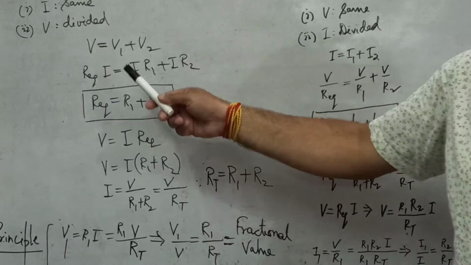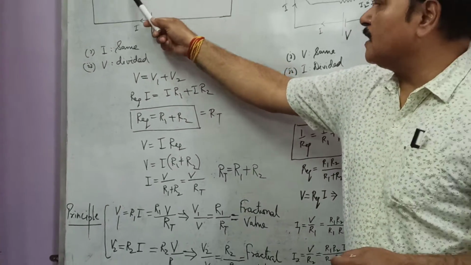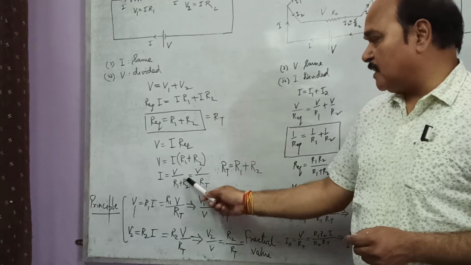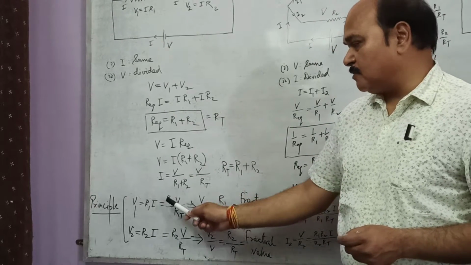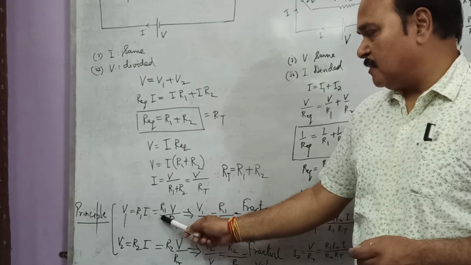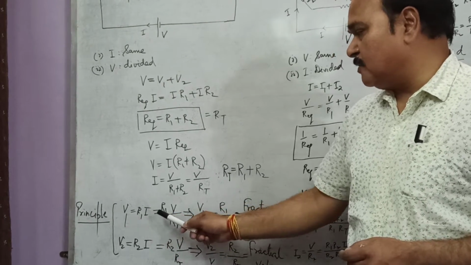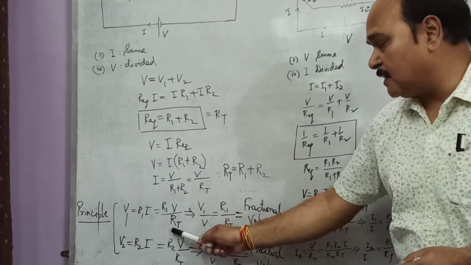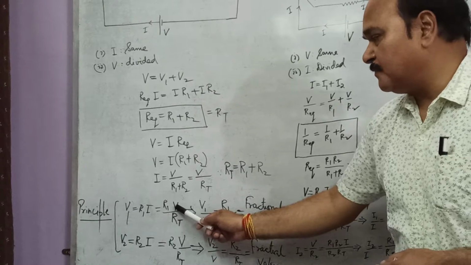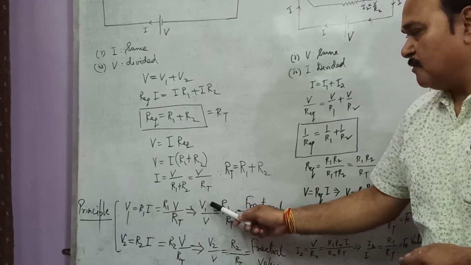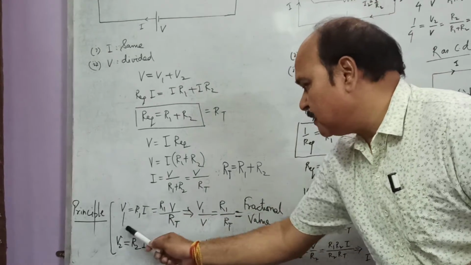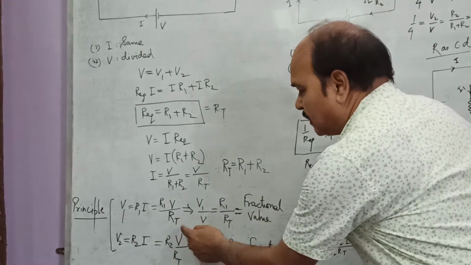Now see, what is this V1? This V1 is I into R1. Now if we substitute the value of this I from here, V upon RT, we get V upon RT and this is R1. Now this V1 is equal to R1 V upon RT. RT means R1 plus R2. If we change the side of this V from here to here, what do we get? V1 upon V is equal to R1 upon RT.